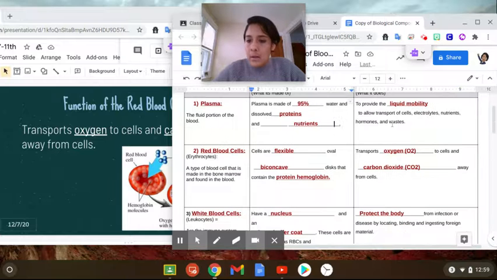And so on our note sheet here, we have red blood cells. They're flexible, biconcave, and they contain the protein hemoglobin, transport oxygen, and carbon dioxide.